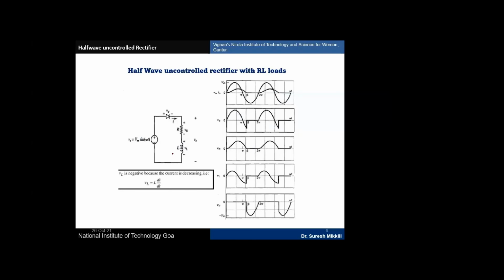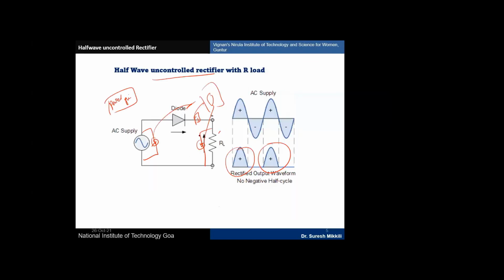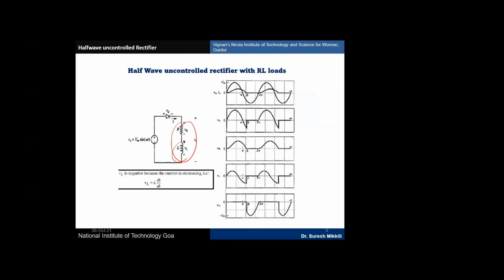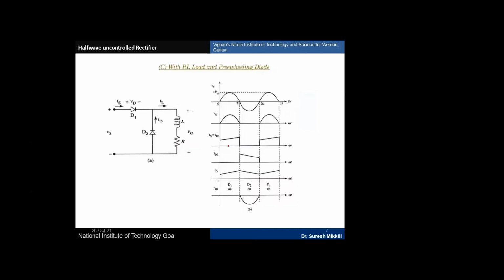This is with R load. When you consider RL load, because of the inductor you are getting these extra notches. Okay, so this we have also seen. When you consider the freewheeling diode, those things will be eliminated. If you want, I can show you.